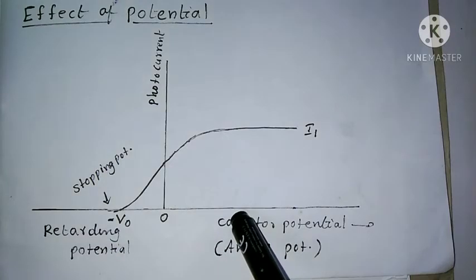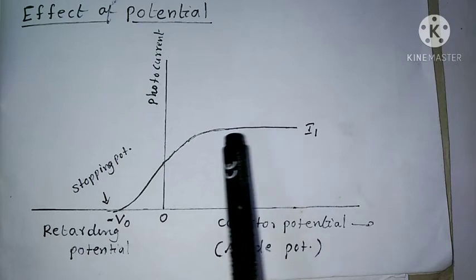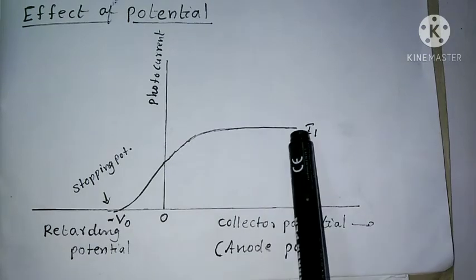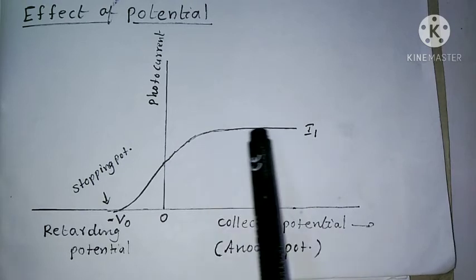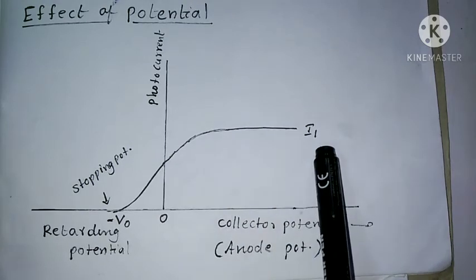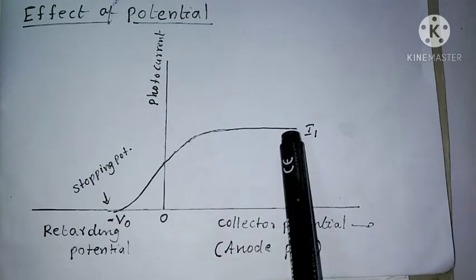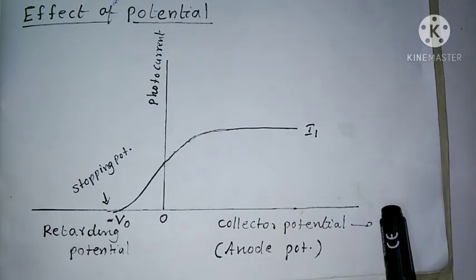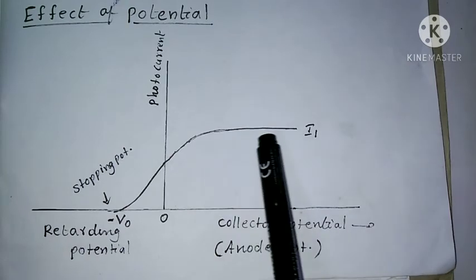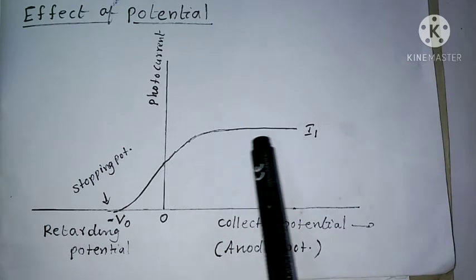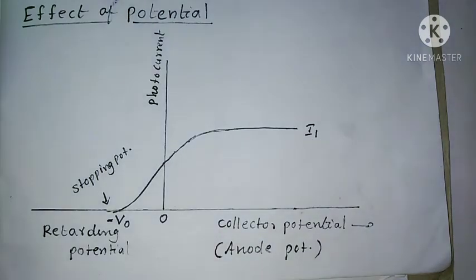So, at a particular stage, when you increase the collector potential, the photocurrent becomes maximum. This maximum value of photocurrent is known as the saturation current, that is for the fixed intensity. This is the saturation value. Further increasing the collector potential, there is no increase in the photocurrent. That is, the photocurrent is at its maximum, and this maximum value is called the saturation current.